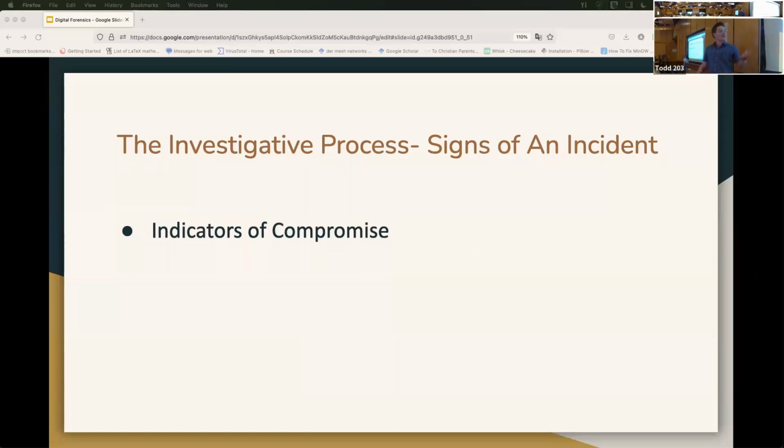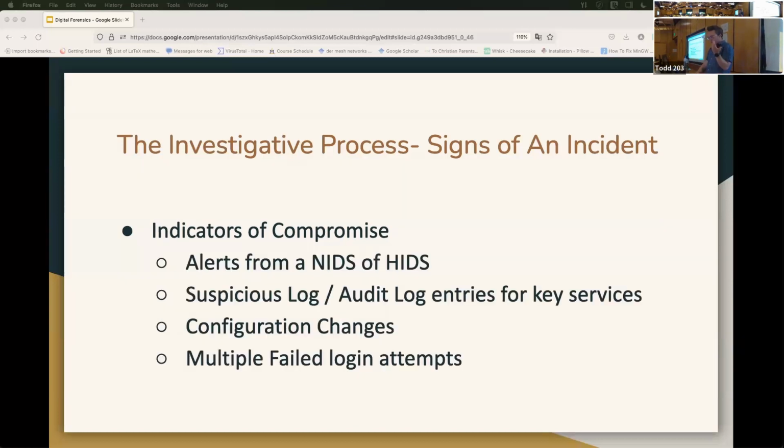The next thing we're going to look at are indicators of a compromise. So it's time to see, is there any indication that the system has been compromised, other than something hinky is going on, right? Some indicators of a compromise are alerts from our intrusion detection systems. Those are pretty glaring, but if the intrusion detection system didn't catch it, we can look at logs and see if there's anything suspicious, or did an audit catch entries for some key services, right?